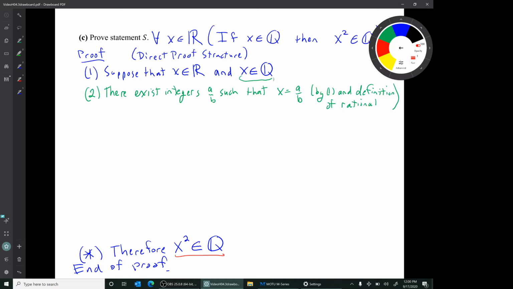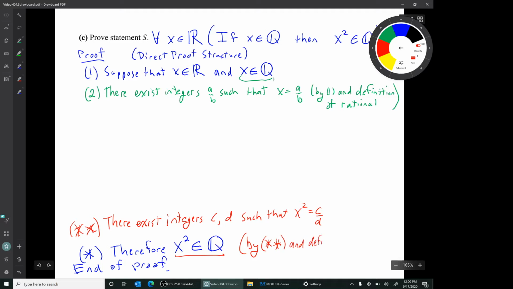The only way to get to here is to have previously had this statement. So we're going to have to get to that statement before we can get to the final statement. When we finally do get to the final statement, the justification for it is going to be by the previous statement and the definition of rational. So notice, here we're using the definition of rational again, but we're packing up the definition. We're taking this sentence, which has a lot of words in it, and we're restating it using the abbreviated terminology that x squared is rational.